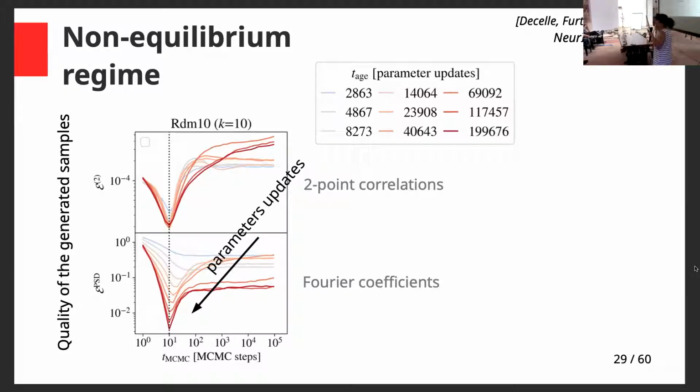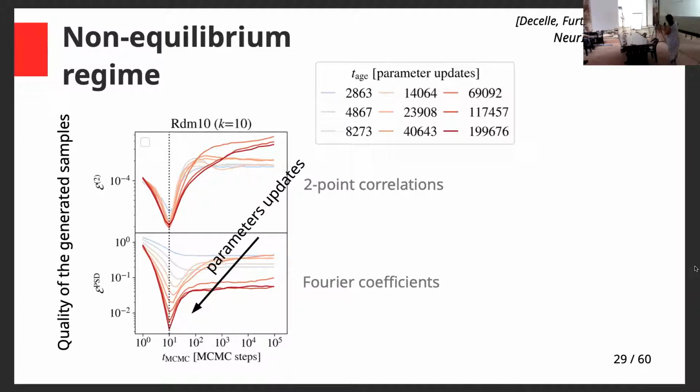We can obtain different observables to measure how good the samples are. And what we see, okay, here we were comparing the covariance matrix or the Fourier coefficients of the generated samples, and this is the error. So the lower it is, the better the samples generated. And if we use a machine that was trained starting from random, doing 10 steps and so on, we see that the best configurations are found exactly when you do 10 steps.